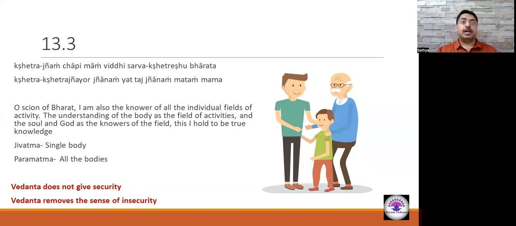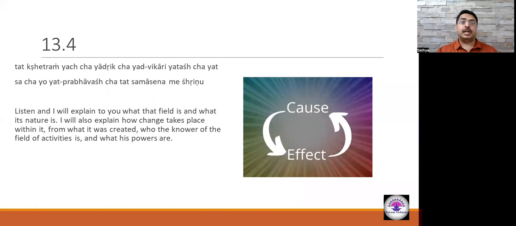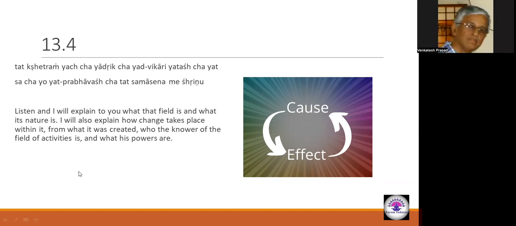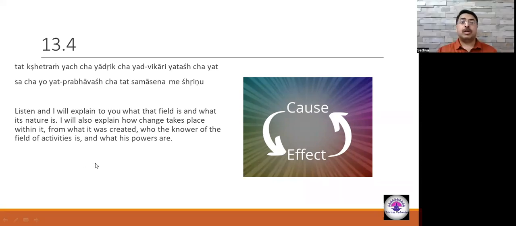Next slide. In verse 13.4, Krishna said he will explain what that field is, what is its nature, and how changes take place within it. The idea is the whole objective universe consists of cause-effect chain only. That means all the cause and effect, the karya karana prapancha, comes under Kṣētram. Consciousness is indivisible, beyond time and space, and not subject to change. The knowledge of these Kṣētra and Kṣētrajña alone is real knowledge, and that is the liberating knowledge.